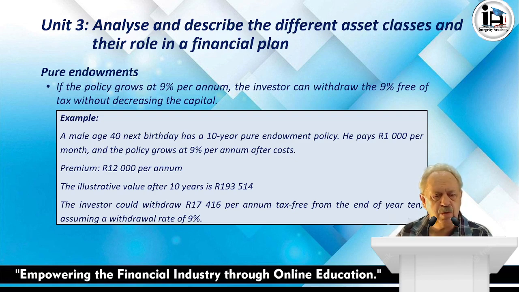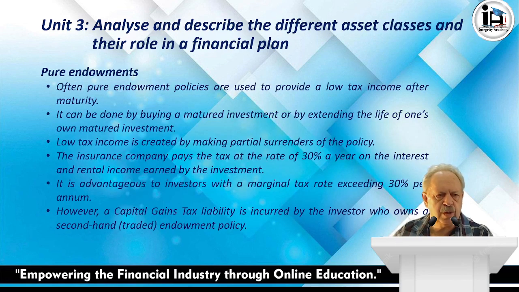The investor could withdraw 17,416 per annum tax-free from the end of year 10, assuming a withdrawal rate of, let's say, 9%. So that is one way you can use your pure endowment policy.